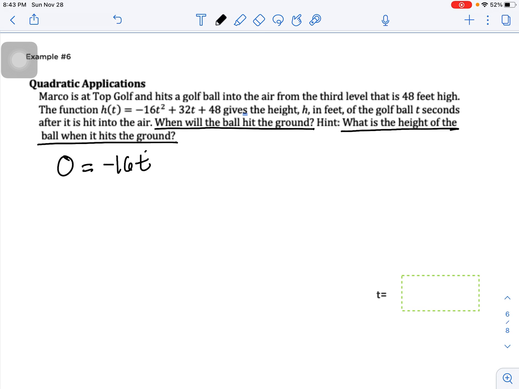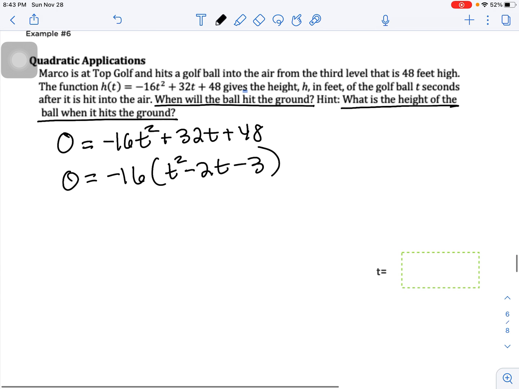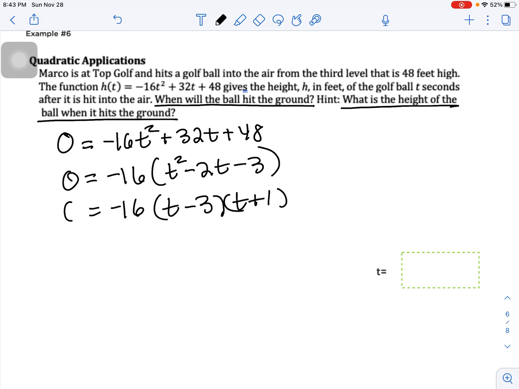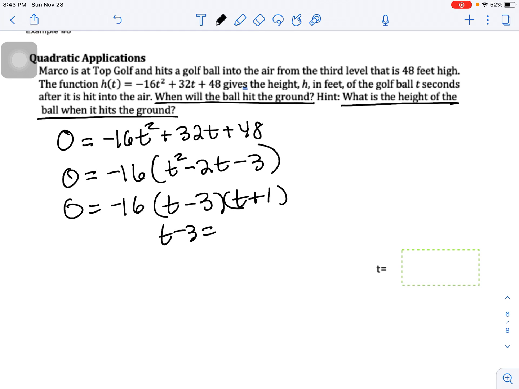So 0 equals negative 16 t squared. I'm going to factor out the GCF, which is negative 16. T squared minus 2t minus 3. I'm going to factor. It doesn't always factor, but this is a simple one. So we're using our solve by factoring technique. We know we can't have negative time, so after 3 seconds, the ball hits the ground.